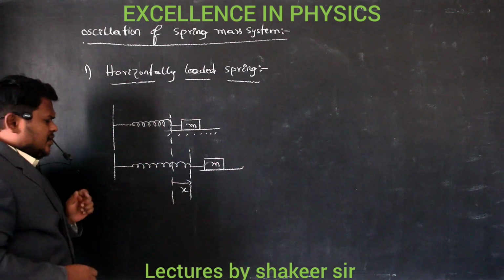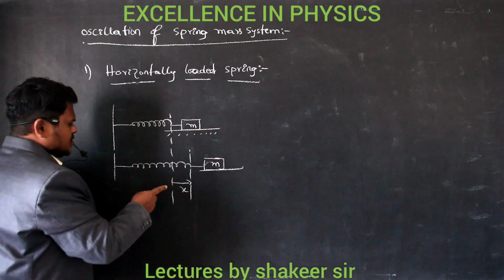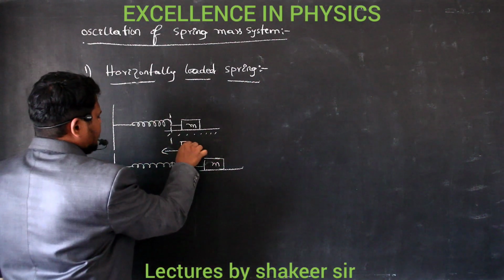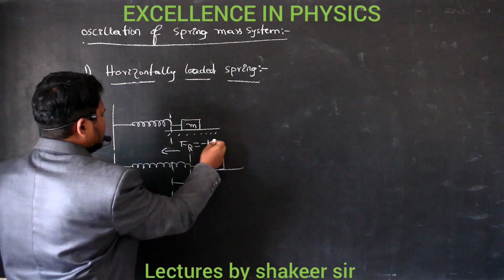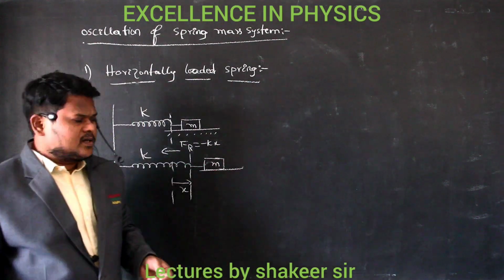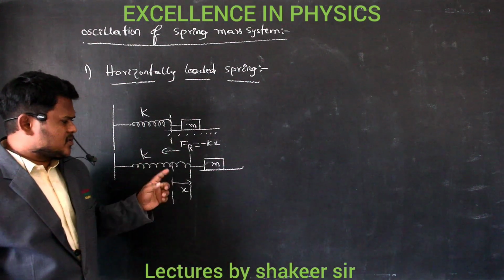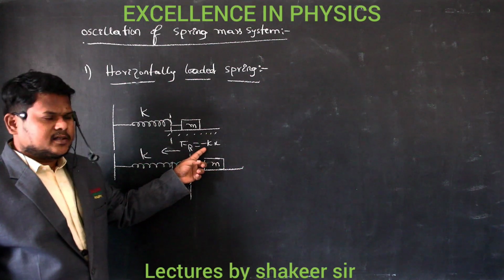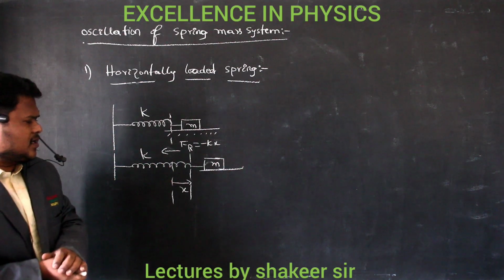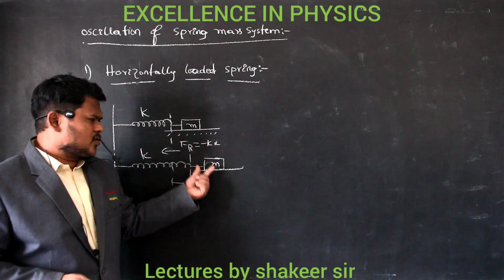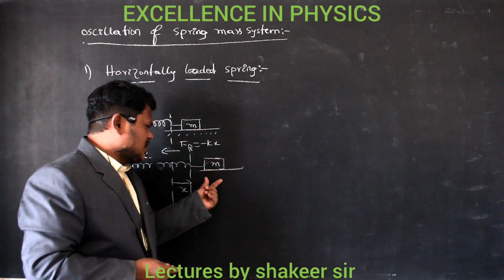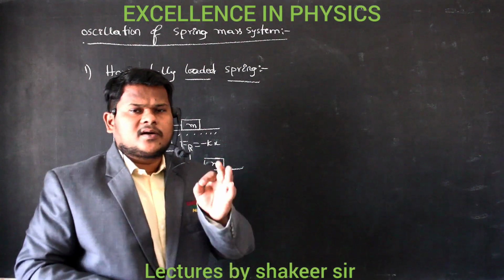Compared to the original mean position, the spring is shifted by a distance of x. Clear? We have already studied that if a spring is displaced by a distance of x in one direction, then a restoring force equal to minus k into x will be developed in the opposite direction, where k is the spring constant of this spring. This is the restoring force which is developed. Already we have studied why we have written the minus symbol here: if displacement is in one direction, the restoring force will be in the opposite direction. Clear? And on this mass, this is the only restoring force which is acting. There is no other restoring force.